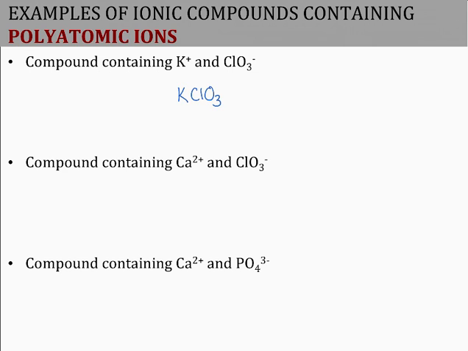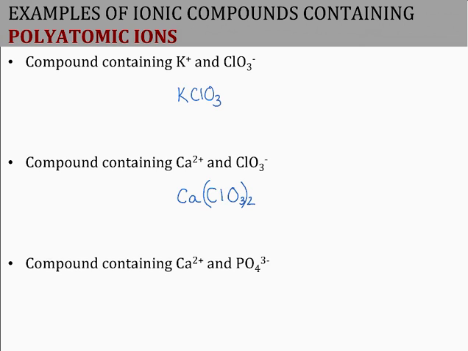Now, what if we have a calcium 2+ ion and a chlorate ion? How many calciums do we need, and how many chlorates do we need to balance the charges? We need 1 calcium and 2 chlorates. Now remember, if we write ClO3 2, that looks like we have 32 oxygens. So we're going to put parentheses around ClO3 to separate it from its subscript.